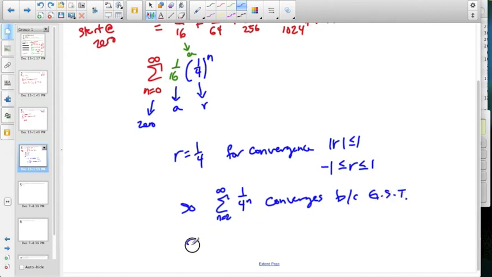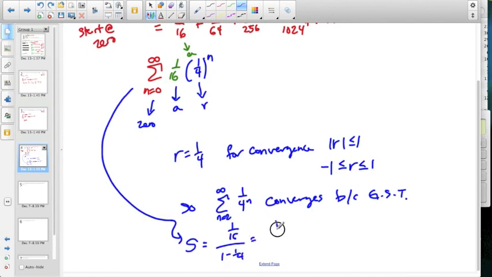And we can find the sum now, but to find the sum, we need to take this information. So we have an a of 1/16 and an r of 1/4. So the sum is 1/16 over 3/4, which is the same as 1/16 times 4/3, which is 1/12. So the sum goes to 1/12.